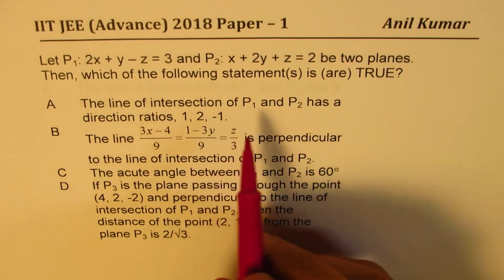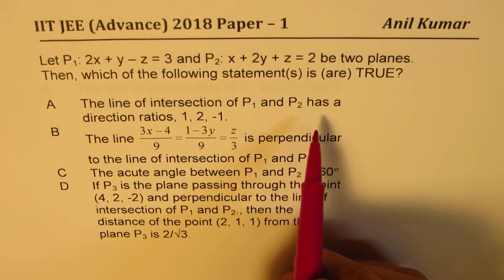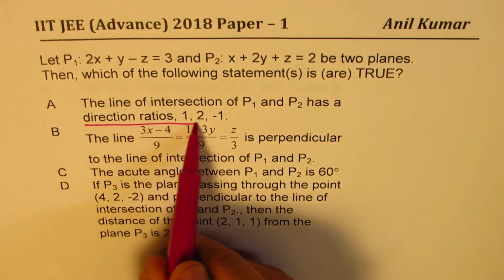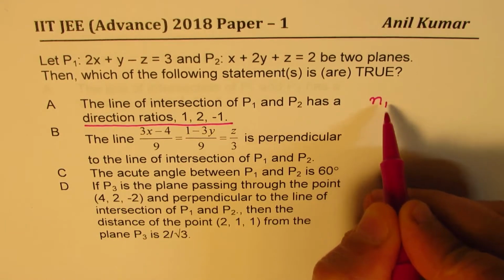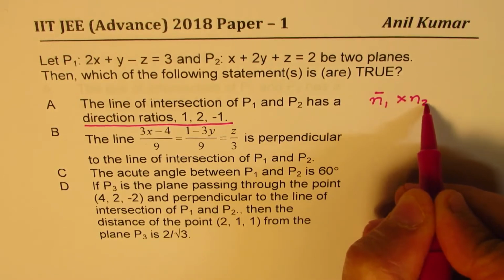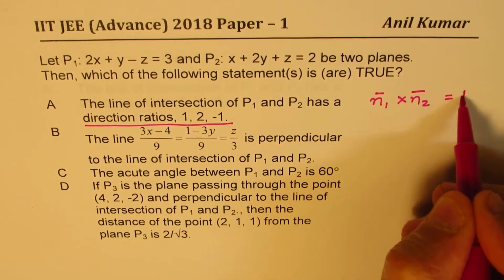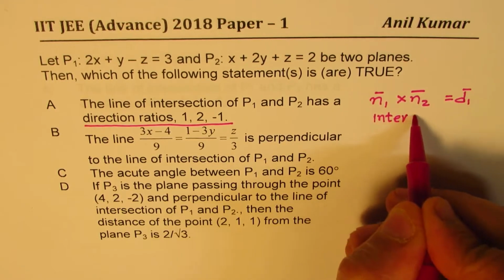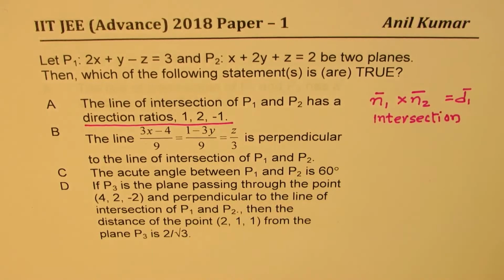So two planes intersect. Then how is their direction ratio related? Well, in case of two intersecting planes, if n1 is the normal of the first plane and n2 is the normal of the second plane, then their cross product gives you the direction of the line of intersection. So this is the key idea, right?